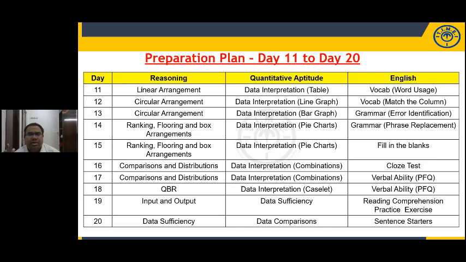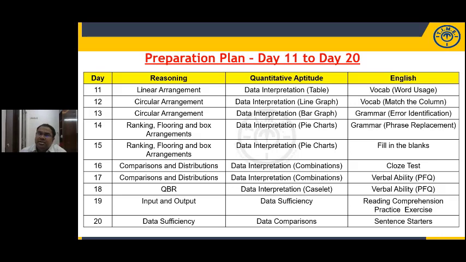One topic, see, pie charts can't be done in 1 day. I have given 2 days. Linear arrangement, circular arrangement, linear I have given I think 2 days. Yes, 10th day, 11th day, 12th day, 13th day, circular. Ranking 2 days. Because puzzles have more number of models, I am giving 2 days. This is only to practice your classroom handout, questions given by faculty member, and your study material.